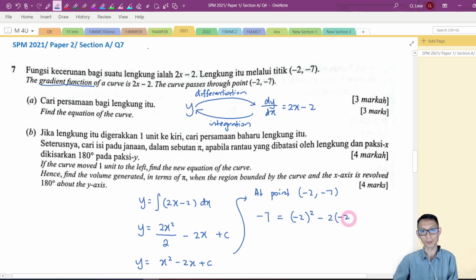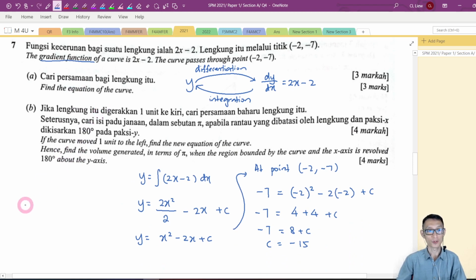Minus 2 times x, which is -2, plus c. Okay, this is -7. This is plus 4. Negative becomes positive. Okay, plus c. So -7 is equal to 8 plus c. Now we know that c is equal to -15. Okay, now we got the equation. The equation of the curve is y is equal to x squared minus 2x minus 15. So this is the answer for part A.